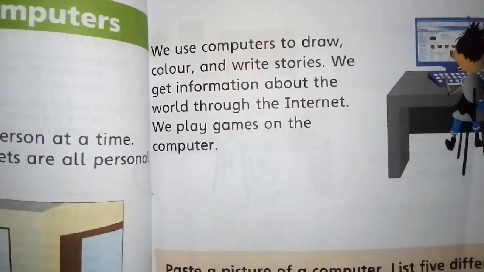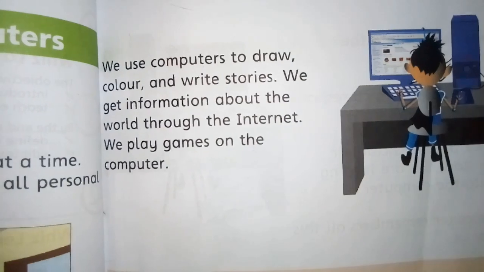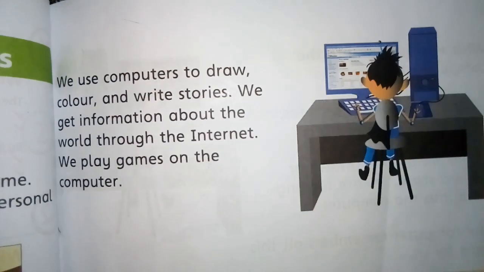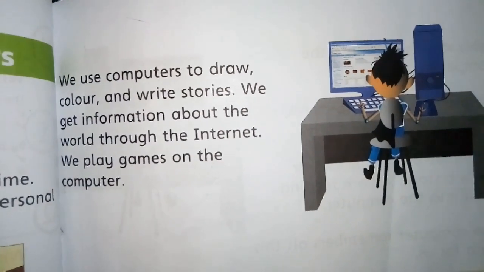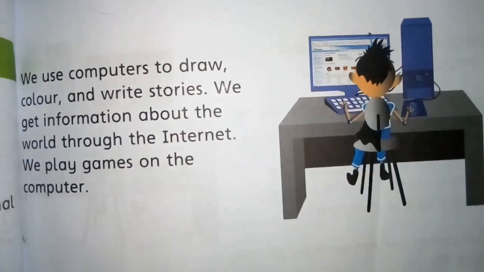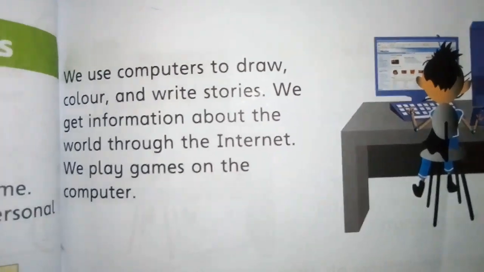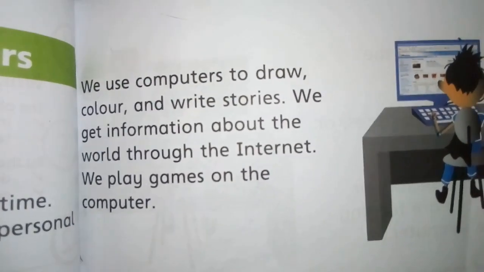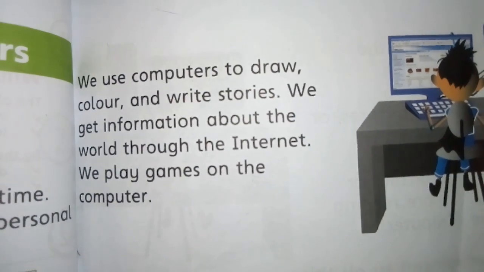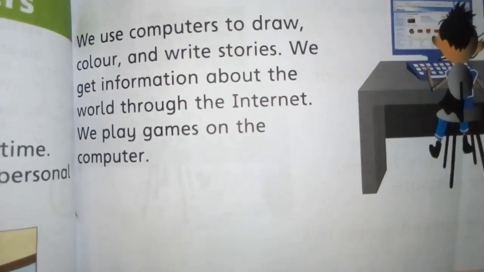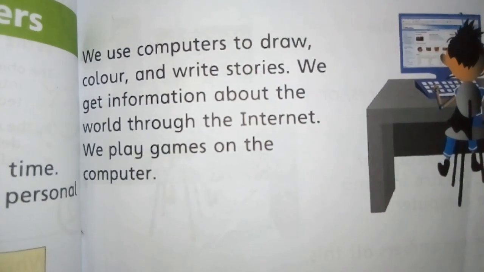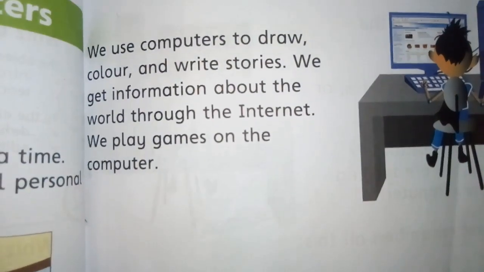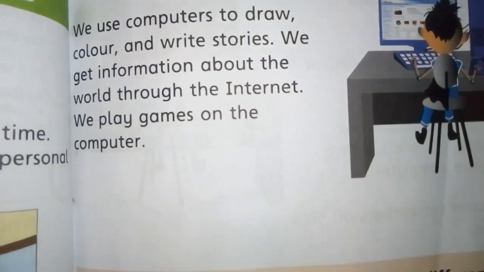Page number 3. Here we see we use computers to draw. Here we want to describe different uses of computers in different fields, in different areas of life. Just like Whiz is sitting at a computer, we use computers to draw, color and write stories. We get information about the world through the internet. We play games on the computer. Here 5 to 6 uses of computers are told by Whiz. We can differentiate and write them in the presentation discussed later.